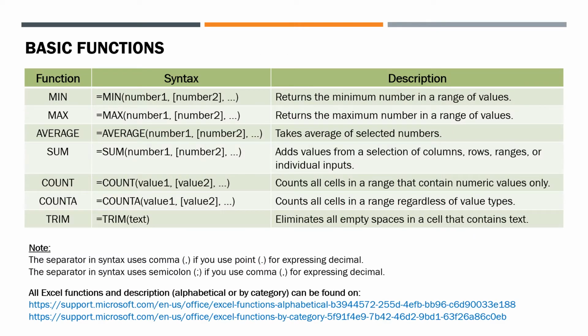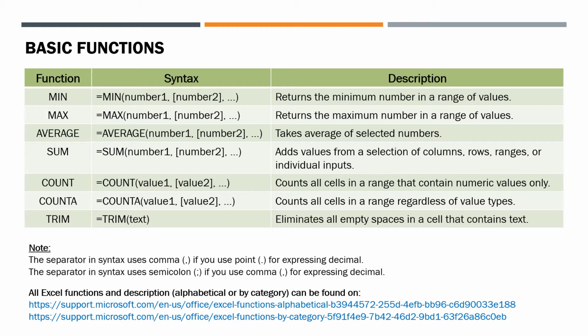And these are the basic functions of Excel. We have MIN, which returns the minimum number in some range of values that is selected. MAX returns the maximum number in a range of values. AVERAGE takes the average of the selected range. And SUM adds values from a selection, so it might be a row, columns, ranges, or individual inputs.